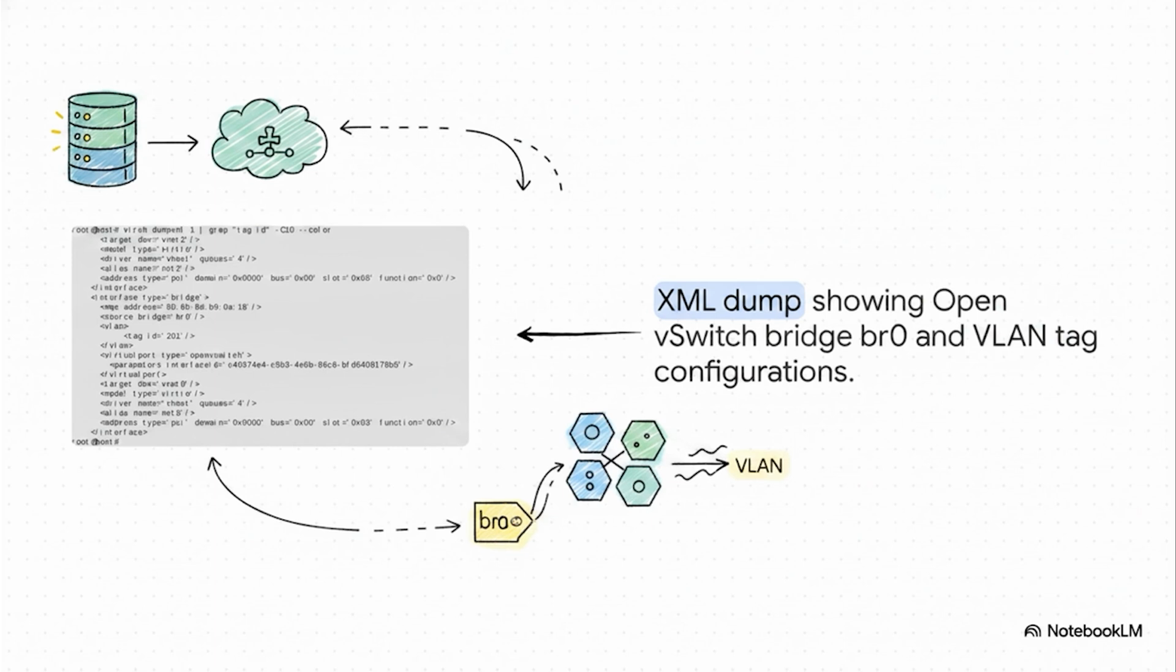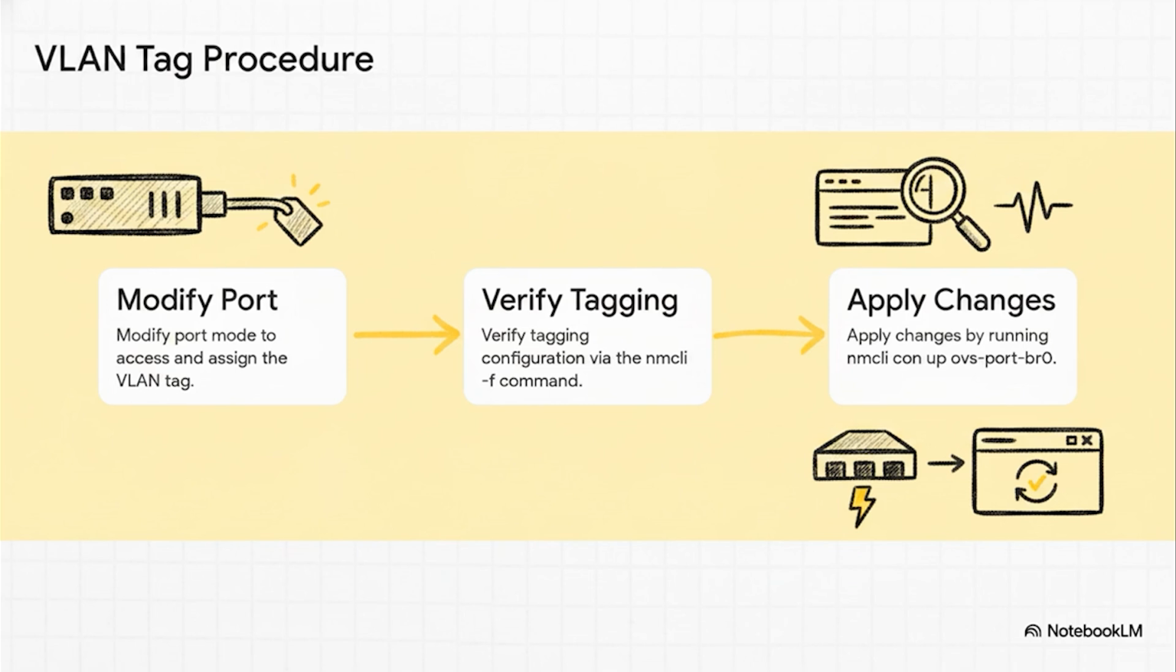See, when we assign a VLAN tag to an AHV host, we aren't just slapping a tag on a physical NIC. We are actively modifying exactly how the Open vSwitch handles the traffic for that specific host interface. The procedure for VLANs is a really logical continuation of what we just did with the IPs. First, we modify the OVS port mode to access and assign our new VLAN tag.